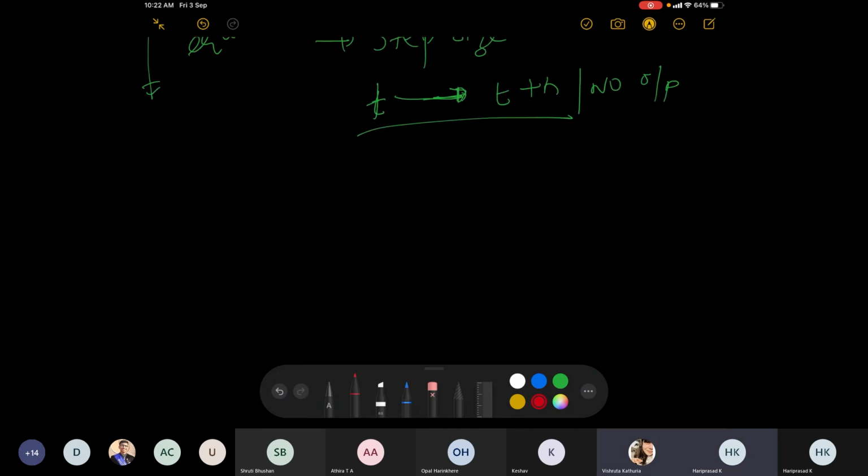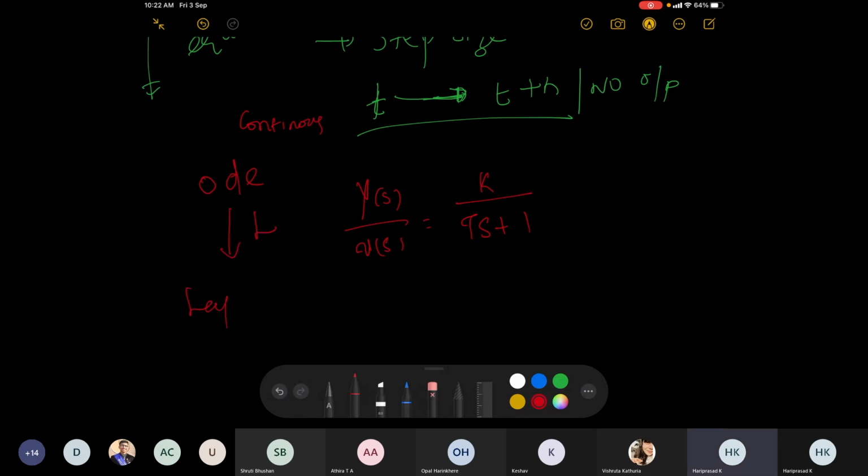Okay, so now coming to our analogy. So Y of s by U of s. How are you getting Y of s? Let's say your K by, let's say, tau s plus 1. So what have you done? You moved from ODE space, which is continuous, and moved to Laplace space.